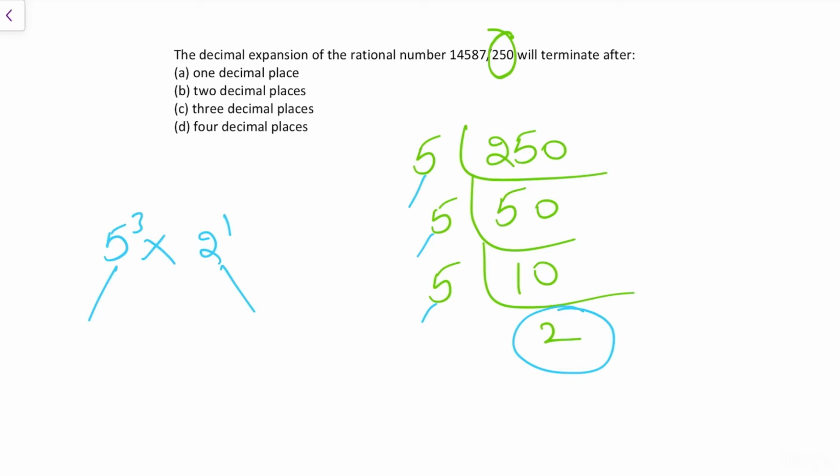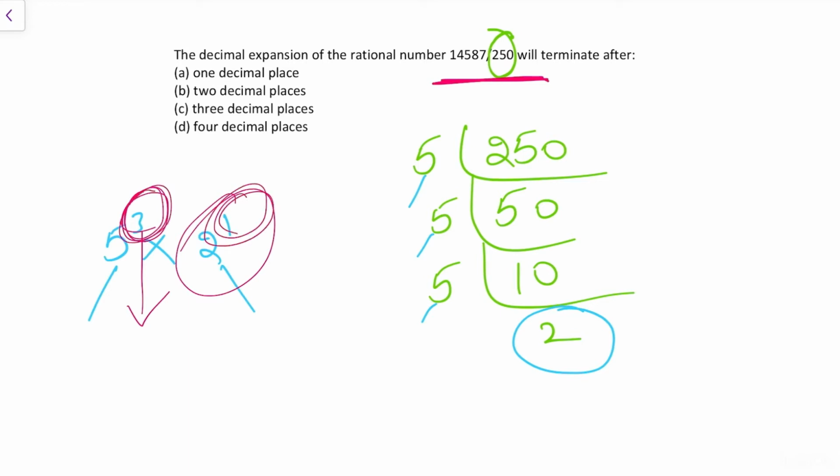Here for 5 the highest power is 3, so that decides after how many decimal places it will terminate. So after 3 decimal places this decimal expansion will terminate. For 2 the power is only 1, whereas for 5 the power is 3, so that's why it will end after 3 decimal places. So option C is the correct option.